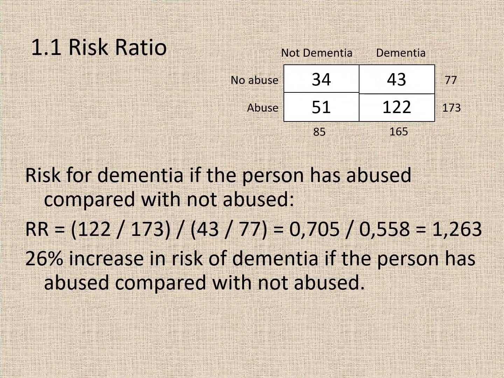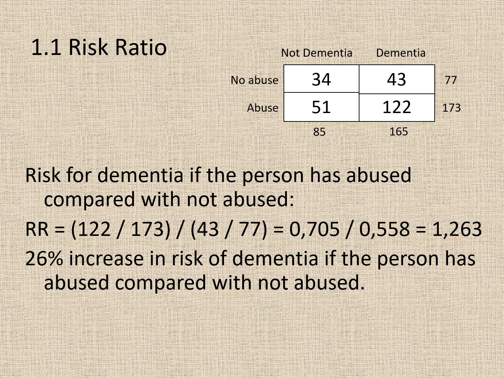So, if we calculate the risk ratio, the risk for outcome in one group divided by the risk for outcome in another group. So let's say we have 2 groups here, those who abuse drugs or alcohol or something, and one group who don't abuse. So in our example here, we have 250 individuals, 173 of them abuse, and 77 don't abuse. And then some of them have dementia and others don't. 165 have dementia and 85 don't have dementia.